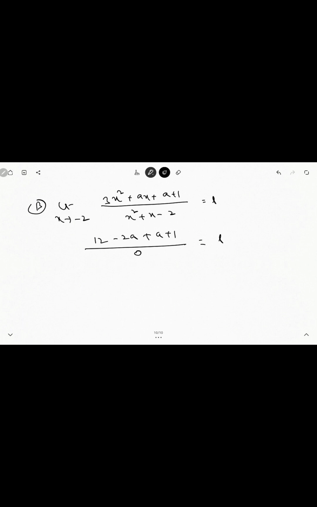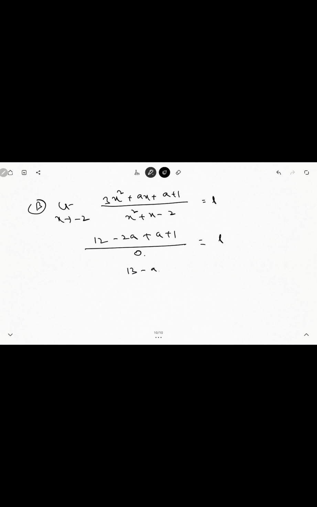Then what is the argument here? If it is non-zero, non-zero by 0 will go to infinity. But what is given here? L is finite. So compulsorily the numerator must be 0. Understood or not? If it is non-zero, non-zero by 0, the limit value will go to infinity.